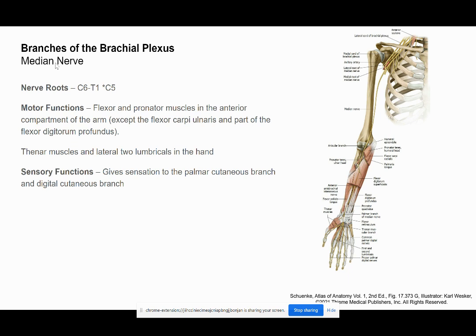It also supplies innervation to the thenar muscles and lateral two lumbricals in the hand. It gives rise to the palmar cutaneous branch, which is what innervates the lateral aspect of the palm, and the digital cutaneous branch, which then innervates the lateral 3.5 fingers of the anterior surface of the hand.